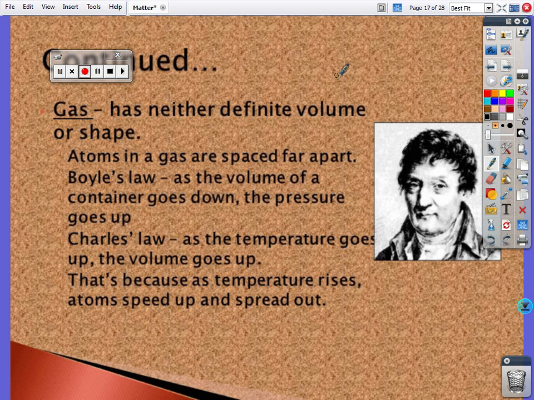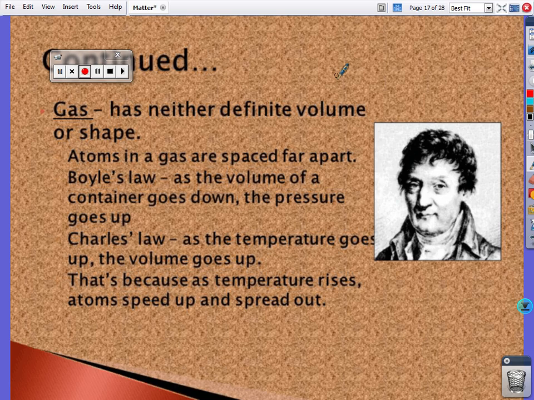A gas doesn't have a definite volume or shape. I can't say, get me 10 milliliters of a specific gas. Atoms in a gas are very far apart. We can walk through gas easily. We don't even notice the air around us.